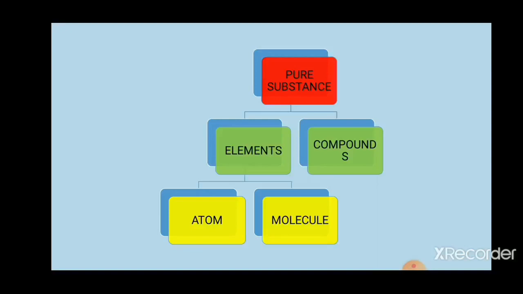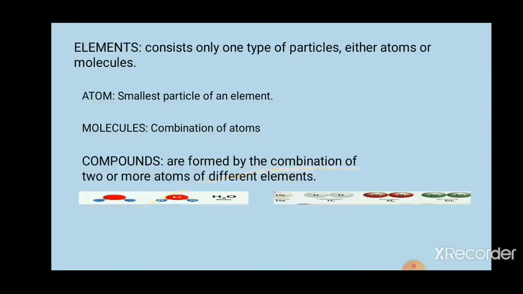Now, what is the meaning of atom? Atom is the smallest particle of an element. We cannot break this smallest particle. Now, what is the meaning of molecule? Molecules are formed by the combination of atoms of the same element.